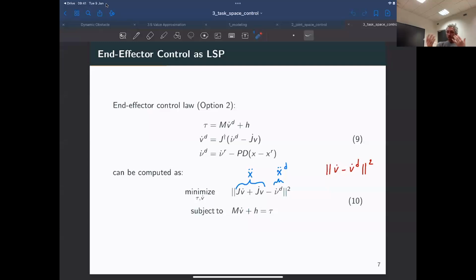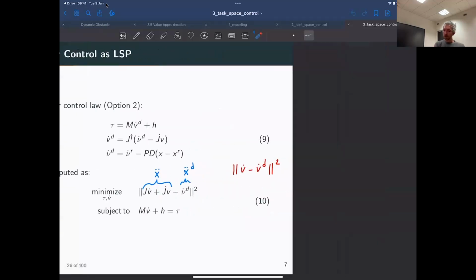Okay. So once more, what's the advantage of casting this problem as an optimization? We can add inequality constraints on top. So now all the inequality constraints that we had introduced when discussing joint space control, we can also include them here.